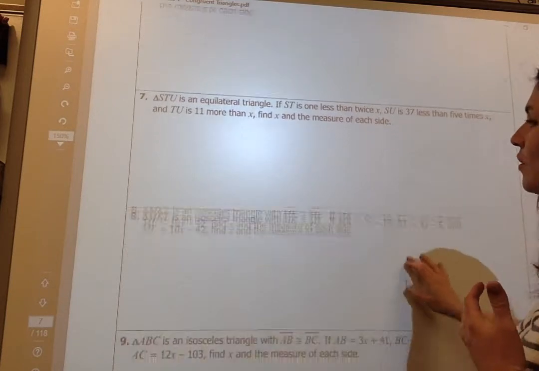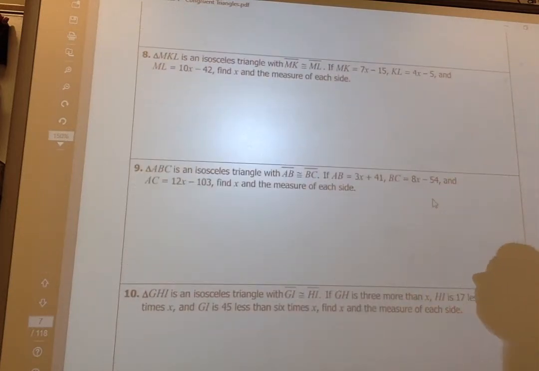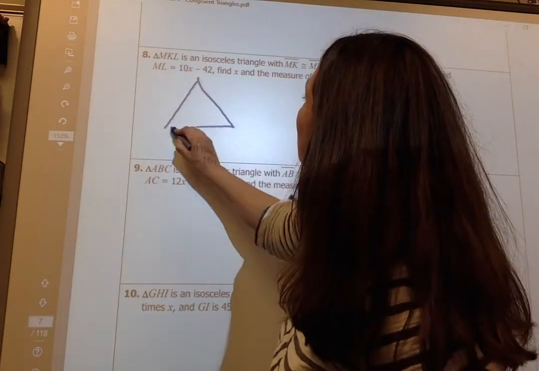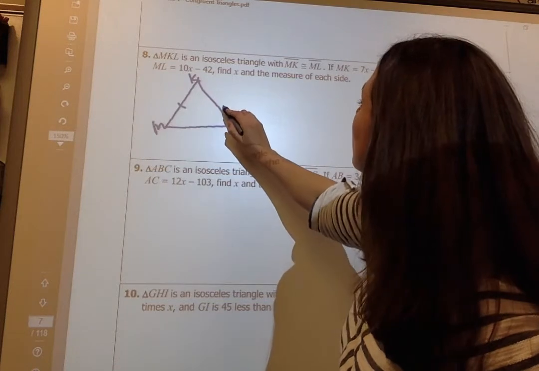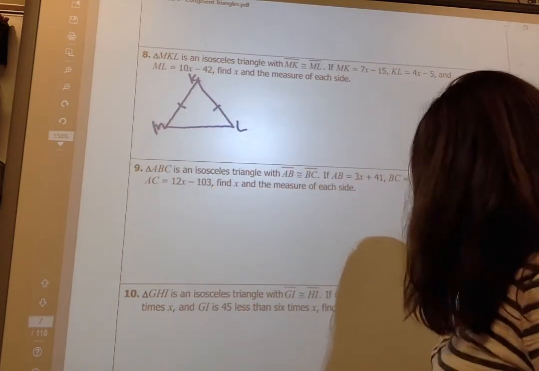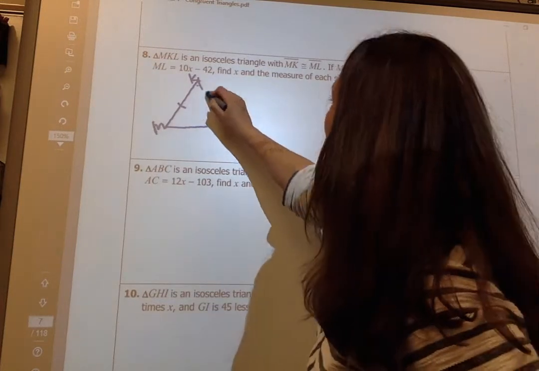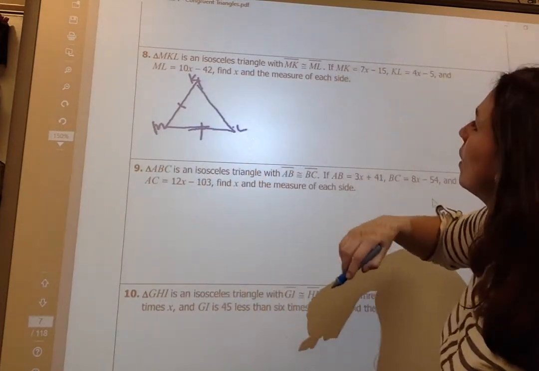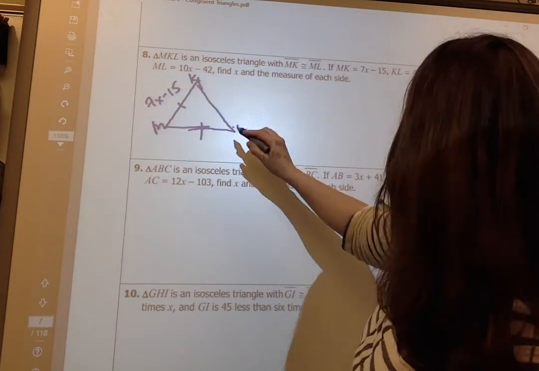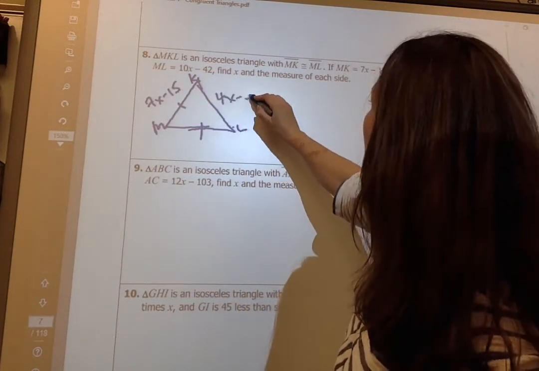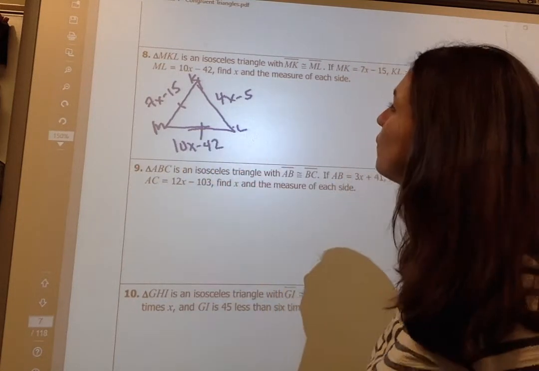Back here on the back page, this is where you have to set a picture up. So if you jump down, let's do 8 and 9 together. So KL is an isosceles triangle with MK being congruent to ML. If MK is 7x minus 15, and KL is 4x minus 5, and ML is 10x minus 42, find x.